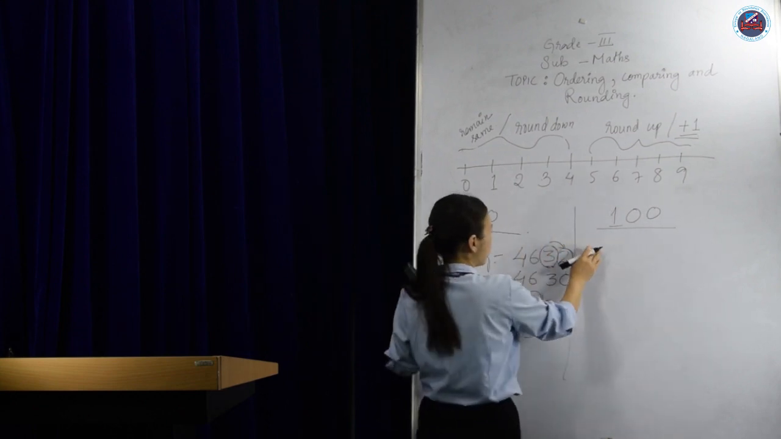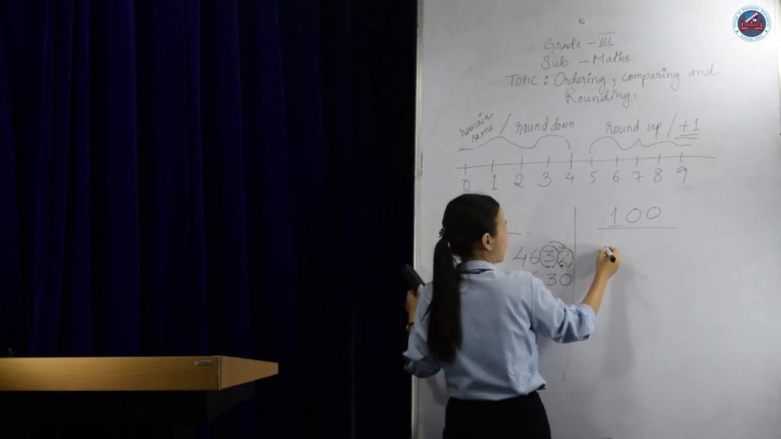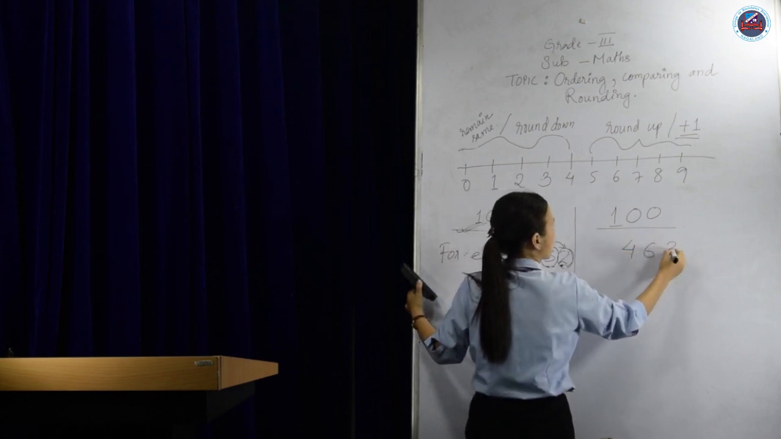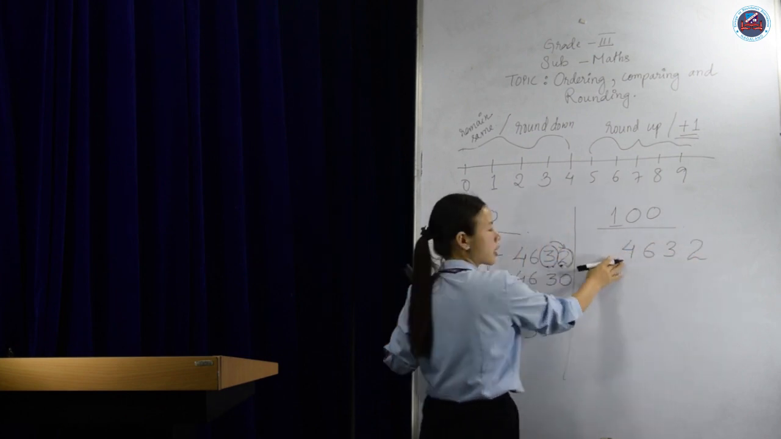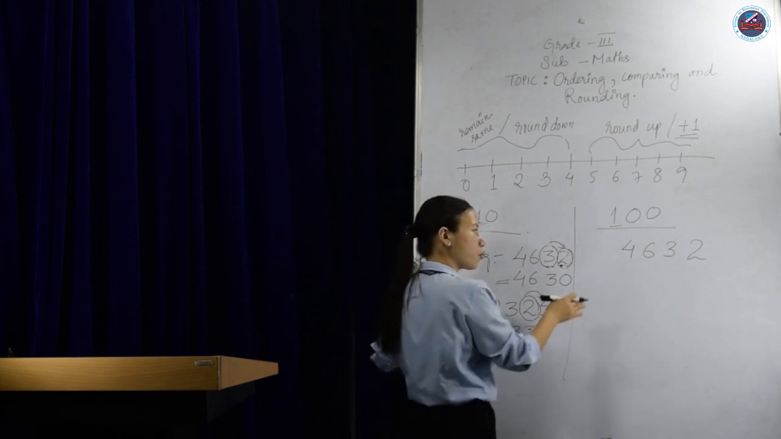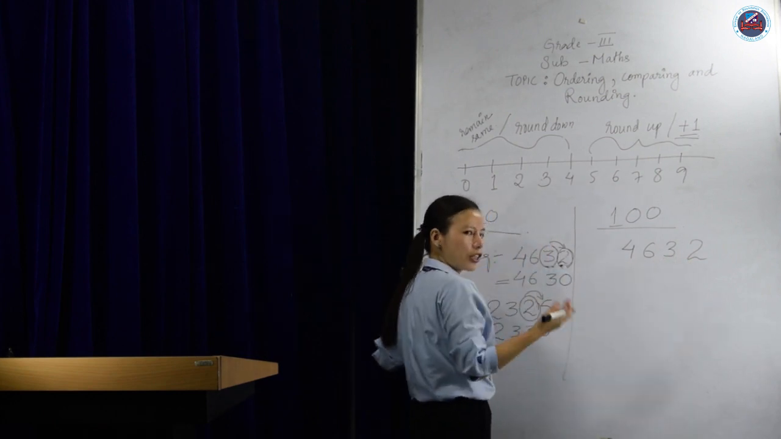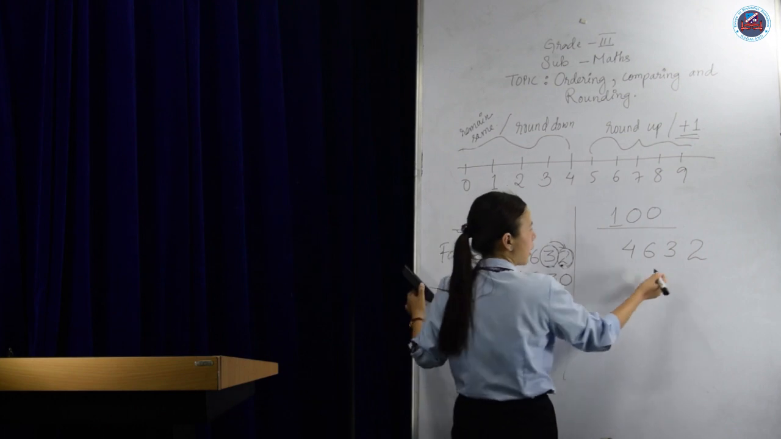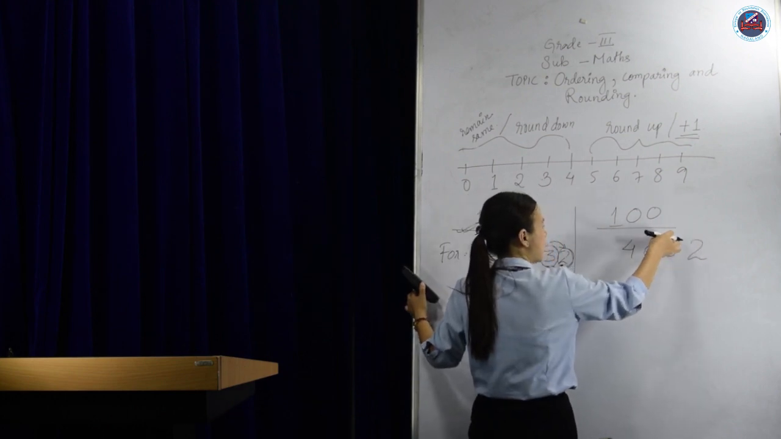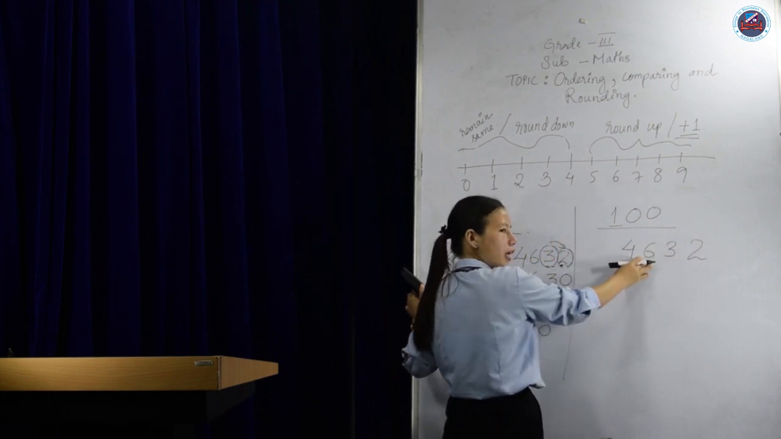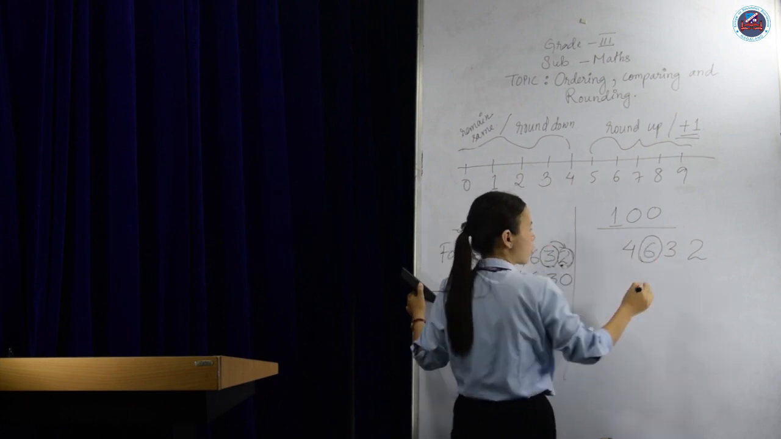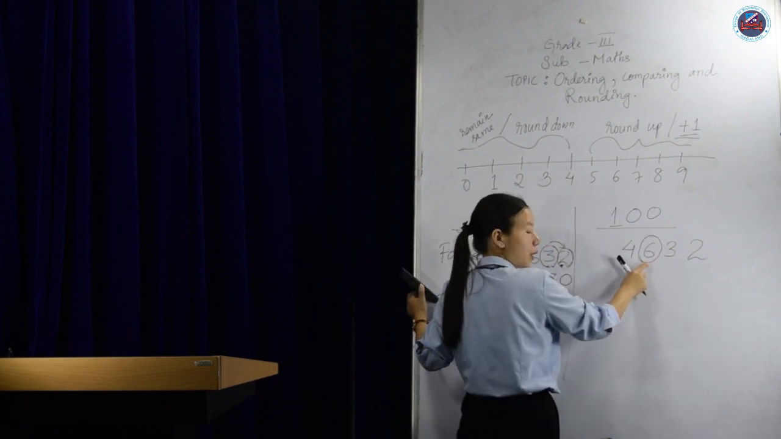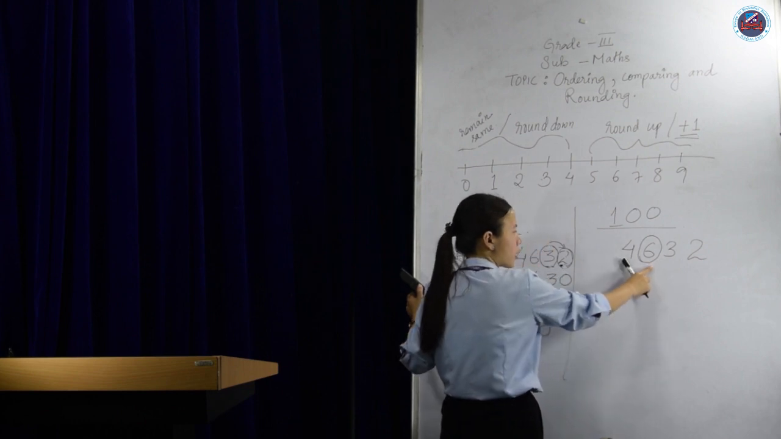Let's take another example. I'm going to use the same number, that is 4,632. We will round this number to the hundreds place. So first we have to find out which digit comes under the hundreds place. That is ones, tens, and hundreds. That means your 6 comes under the hundreds place. Make a circle, to remember where we need to round for the hundreds. So circle the hundreds digit.